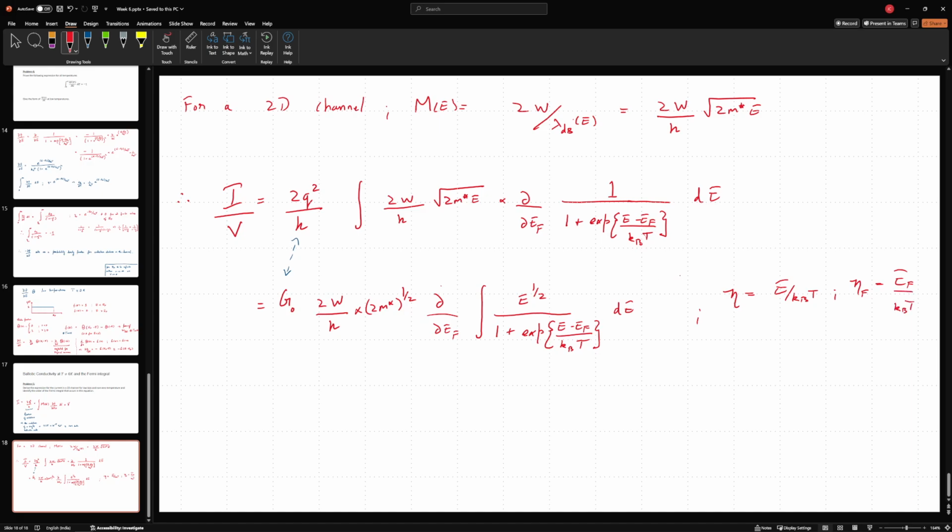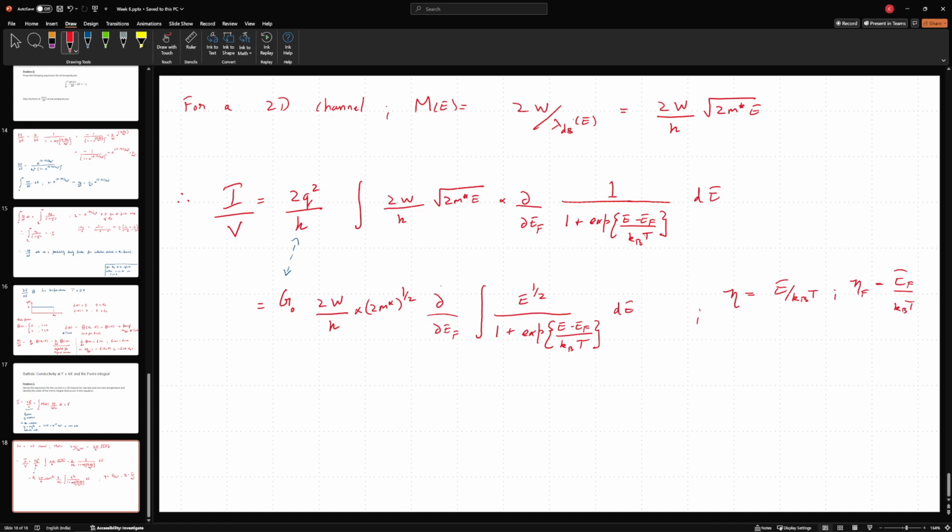Since this is the case, d eta by dE is going to be 1 upon KBT, therefore dE is going to be KBT times d eta. Yeah, I can replace this by KBT times d eta.